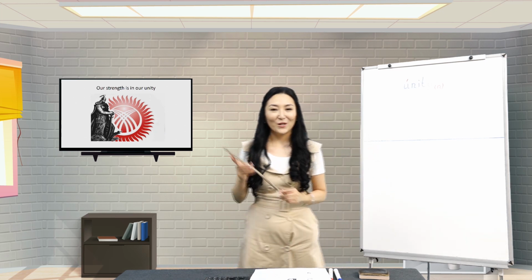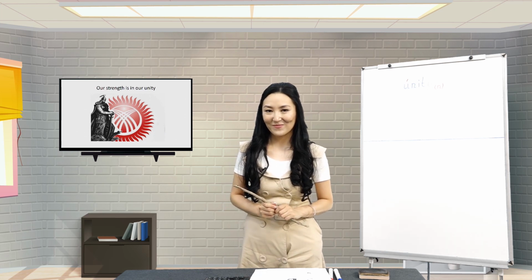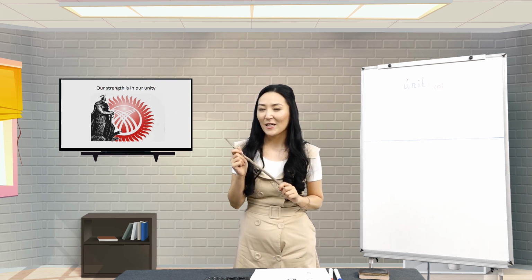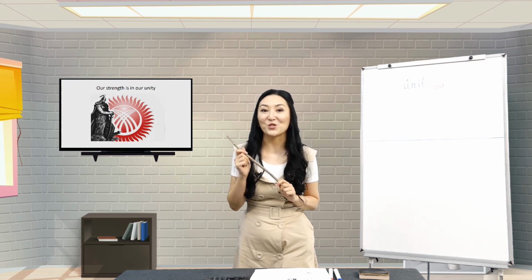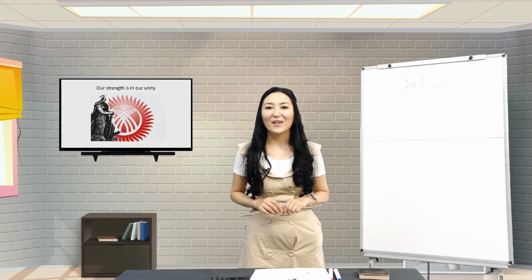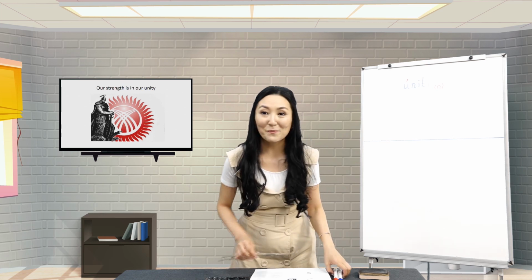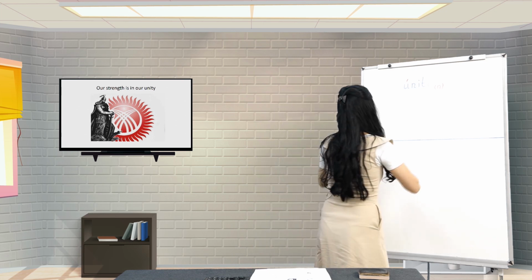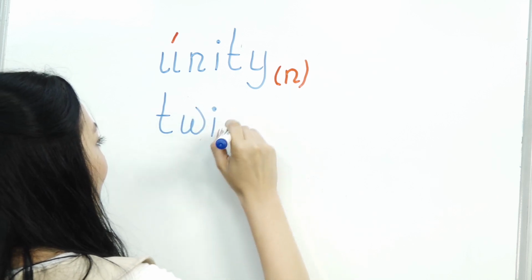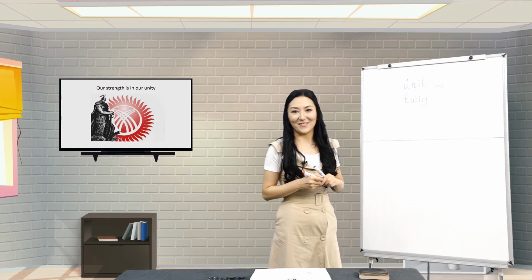All right. What is this? It's a twig. Is it a small branch of a tree? Yes. Is it a metal? No, it's wood. Now, repeat this word after me. Twig. Twig. How do we spell this word? T-W-I-G. Twig.